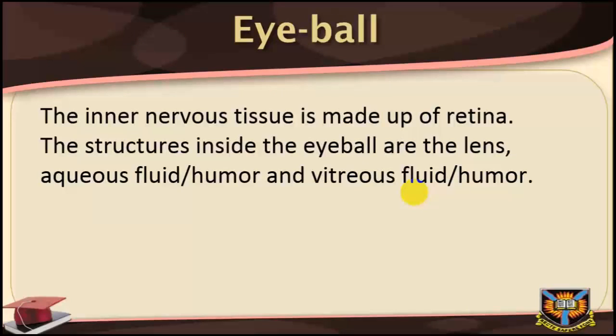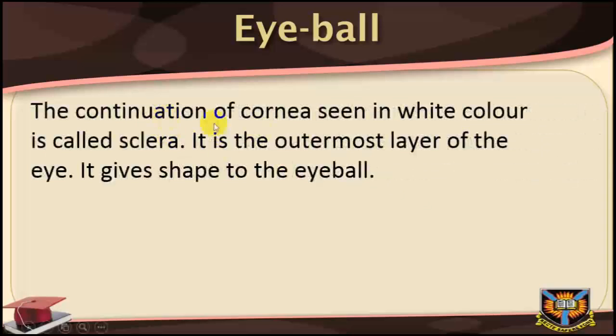Cornea is convex in shape and transparent as glass. It is found in the front of the eye. The continuation of cornea seen in white color is called sclera. It is the outermost layer of the eye. It gives shape to the eyeball.